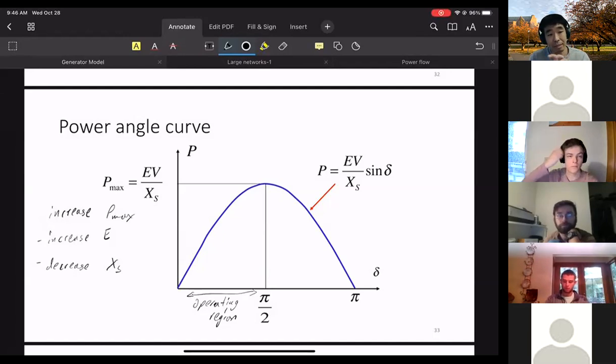The place you'll see capacitance being used for this is for wind turbines. Sometimes when you have wind turbines, we do attach capacitance to try to cancel out some of this series reactance. You will see this in wind turbines.